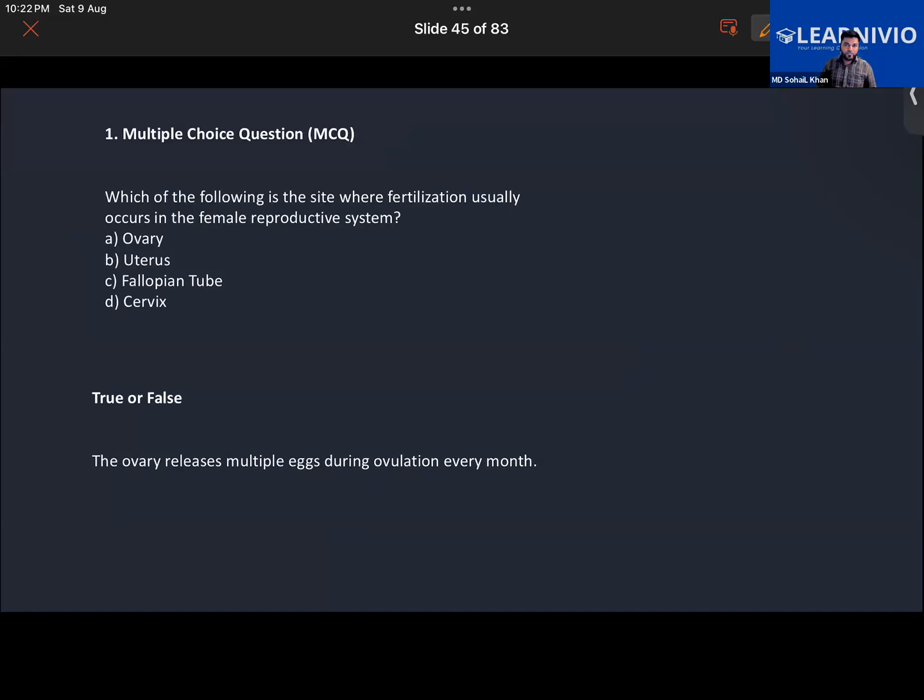Fallopian tube. Yes, what about you guys? Yeah, Priyanka, Mustafa. Everyone has to answer, irrespective of whether the current answer is correct or wrong. Yeah, the ovary. You sure about it?